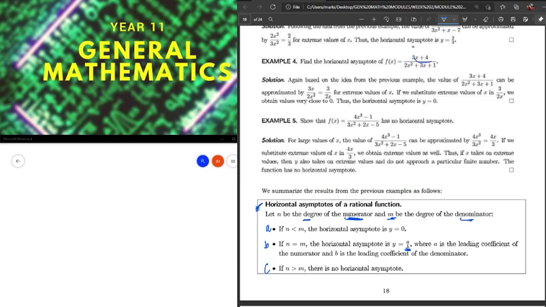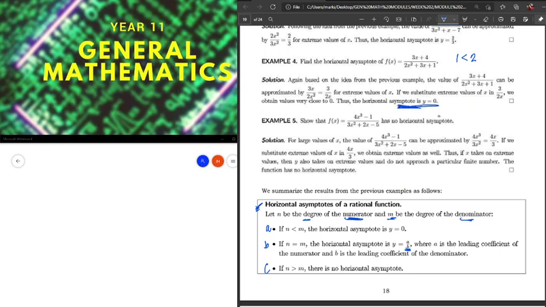What is the exponent in the numerator? 1, right? Okay, that's good. What is the exponent in the denominator? So 1 is less than 2. Okay, go back here, A, B, or C. So it is in A. Therefore, the horizontal asymptote, that is y, is equal to 0.